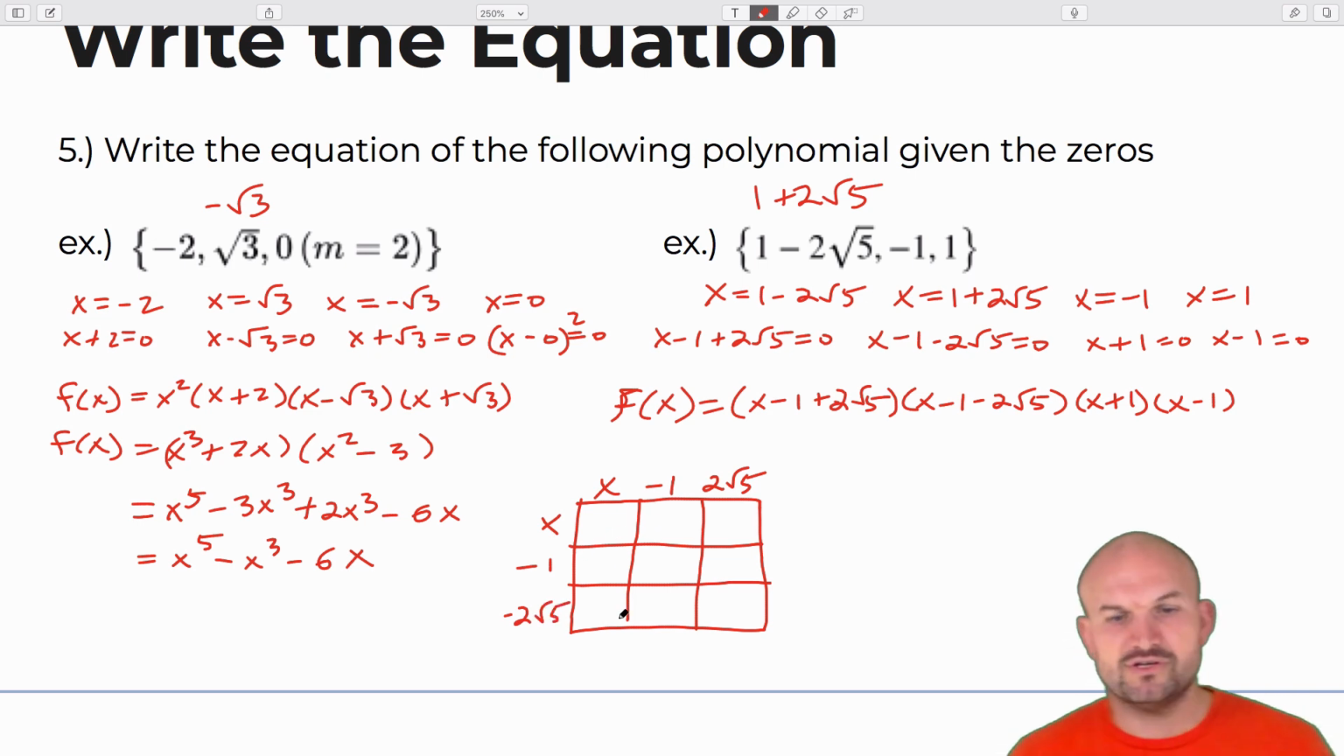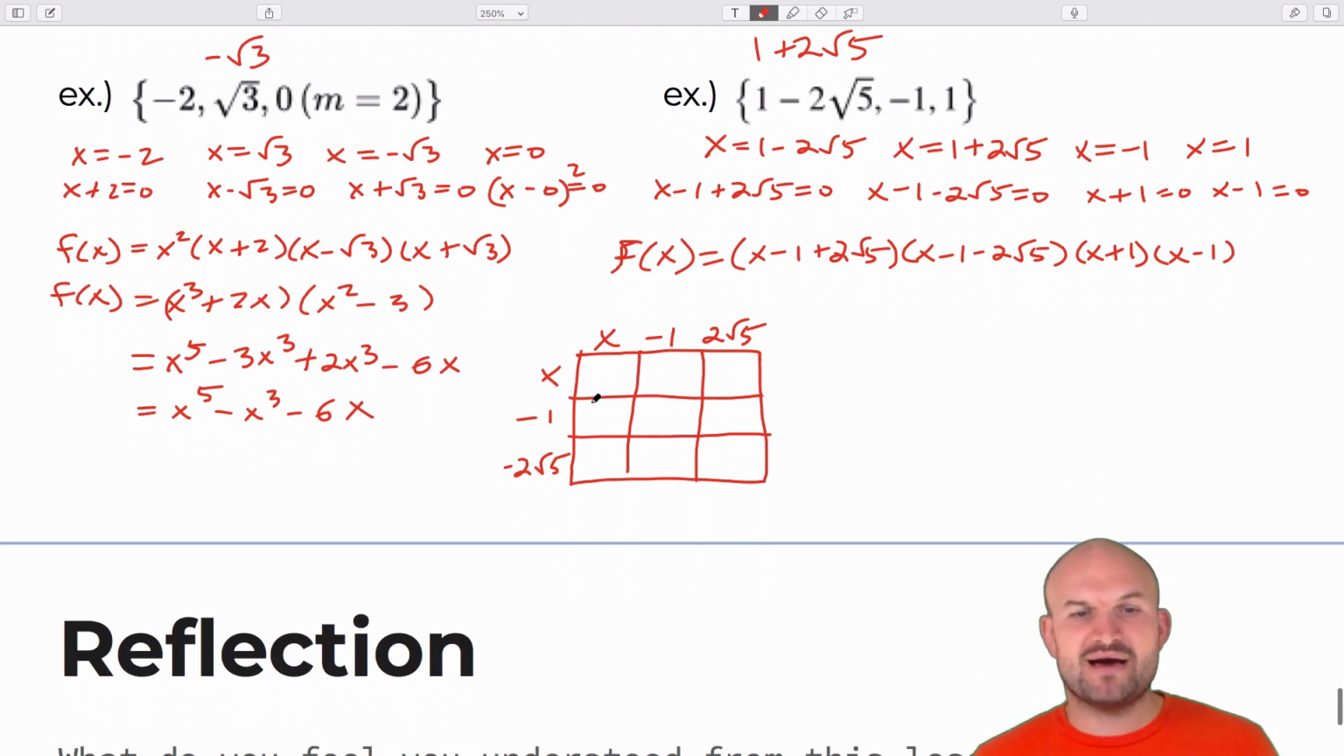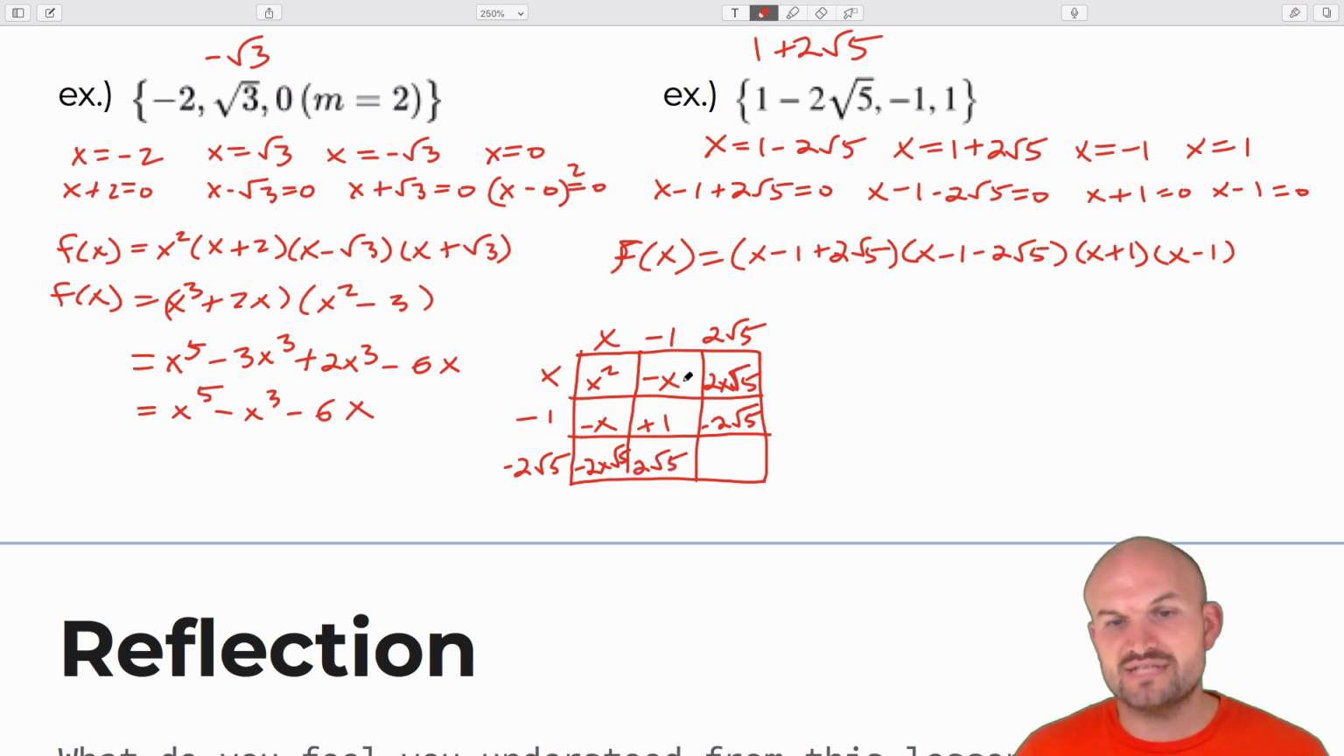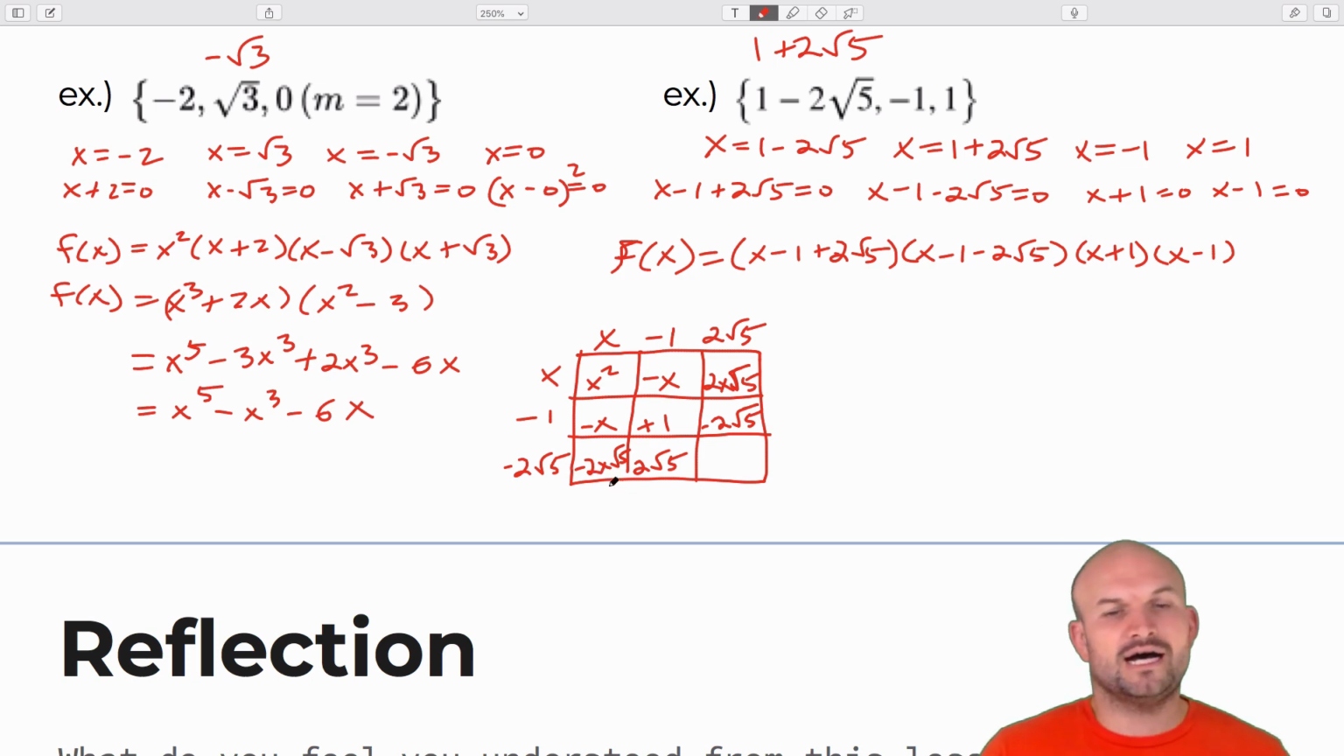Okay? So again, you're just finding the length and the width for each of these boxes. So x times x is x squared. X times negative 1 is negative x. This becomes a 2x square root of 5. This is a negative x. That becomes a positive 1. This becomes a negative 2 square root of 5. This is a negative 2x square root of 5. That becomes a positive 2 square root of 5. And then this would be a negative 2 times positive 2 is a negative 4. And a square root of 5 times square root of 5, that would be a negative 20.